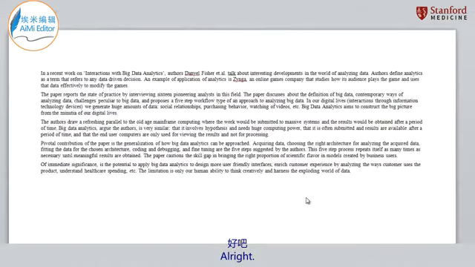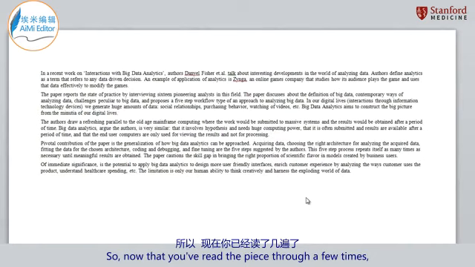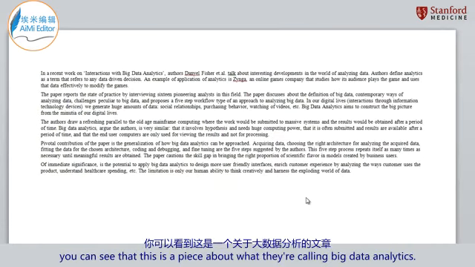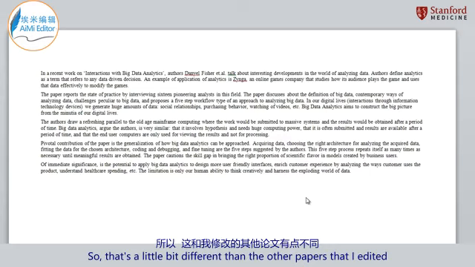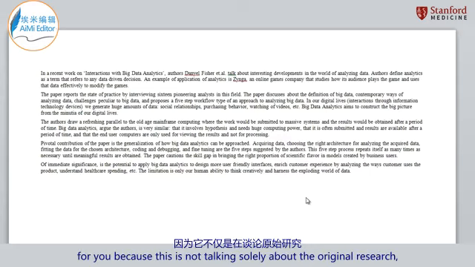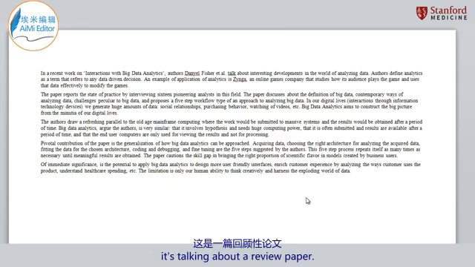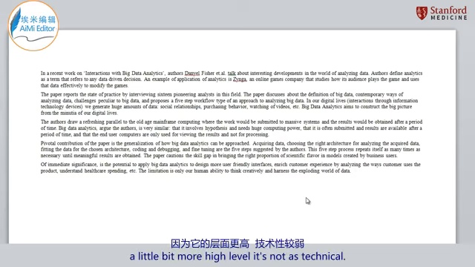All right, so now that you've read the piece through a few times, you can see that this is a piece about what they're calling big data analytics. And the author is talking about essentially a review paper. So that's a little bit different than the other papers that I edited for you, because this is not talking necessarily about an original research, it's talking about a review paper. So it's a little bit easier to understand probably for a general audience, simply because it's a little bit more high level, it's not as technical.